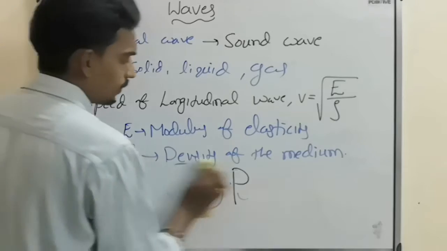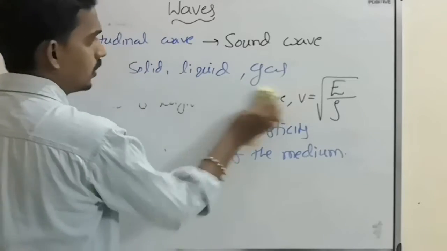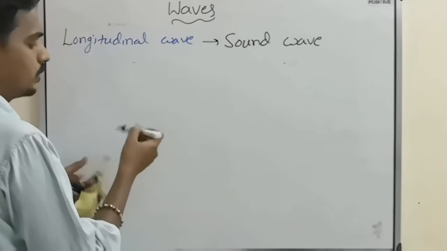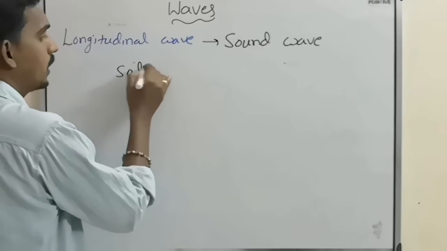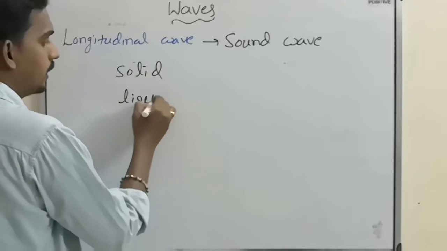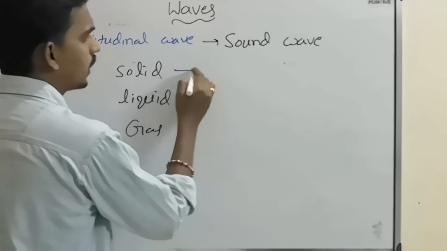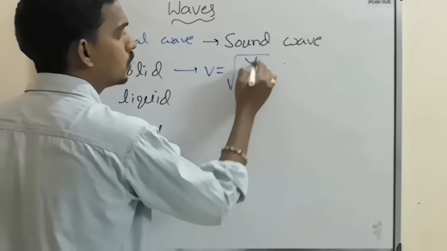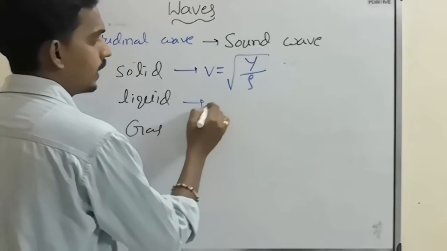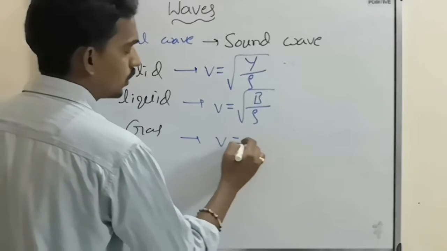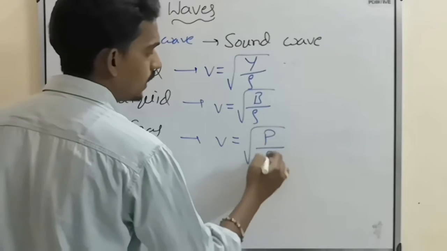Now if you substitute into the formula, the speed of a longitudinal wave in the case of solid, liquid and gas becomes: v equals the square root of Y by rho, v equals the square root of B by rho, and v equals the square root of P by rho.